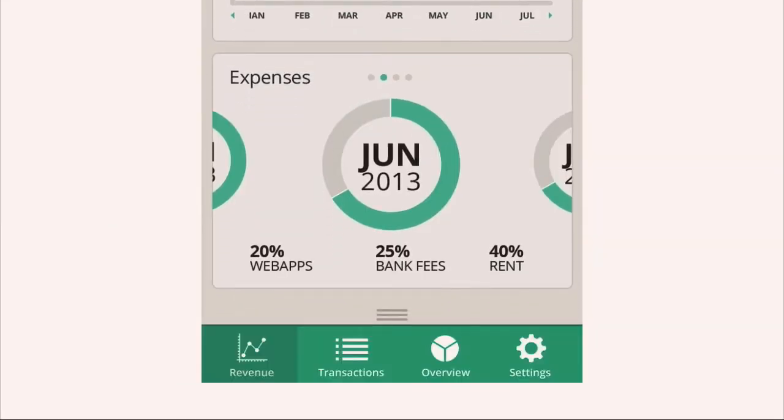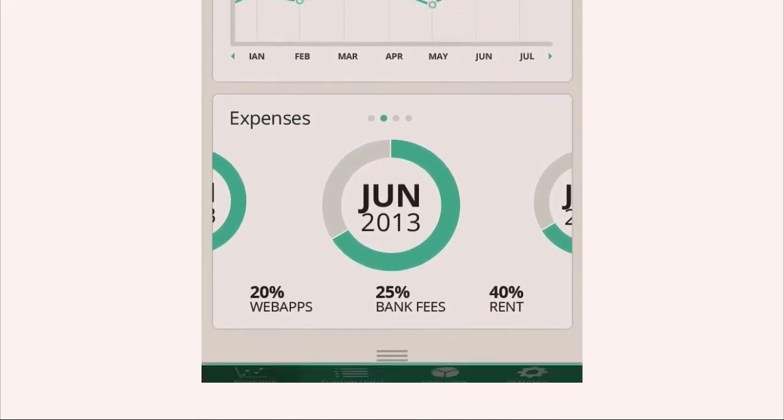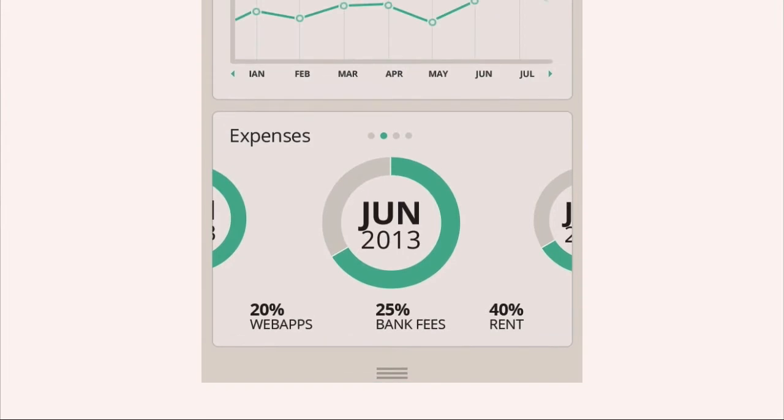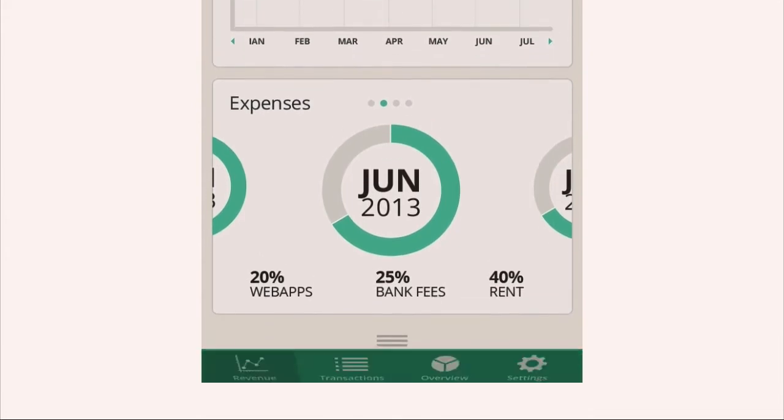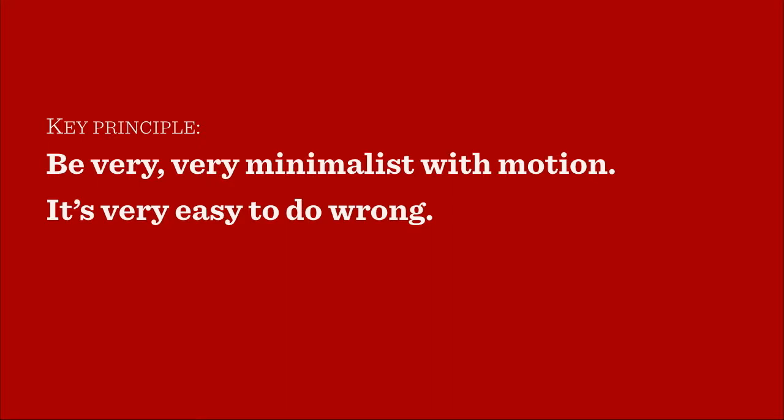This is a cool example, too. I got this from Dribbble. And this is cool because it's not too much, right? You have texture here to indicate that you can interact with it. And then when you interact with it, you get feedback right away. And I really like that this interaction is so minimalist because it's very, very easy to do motion wrong.